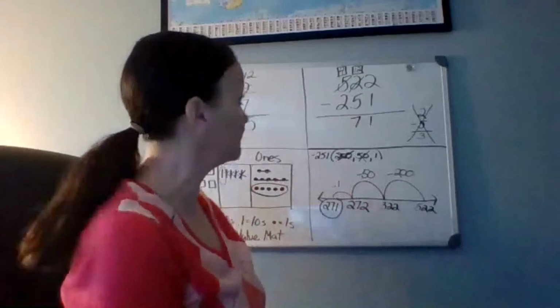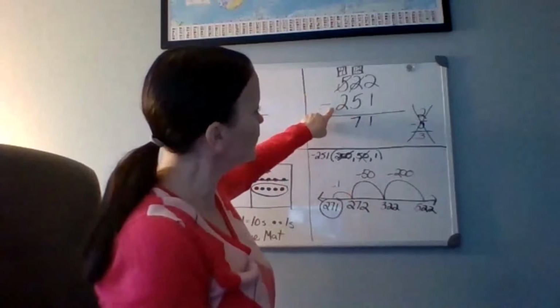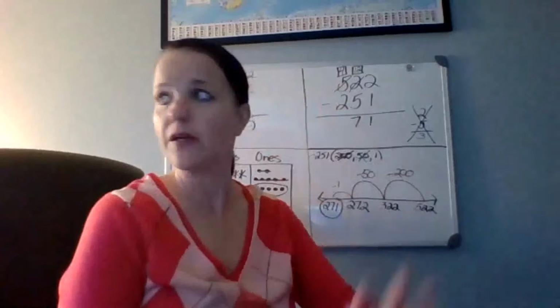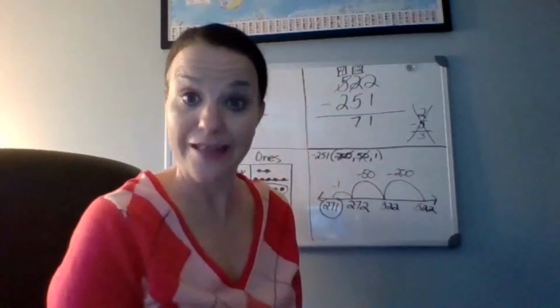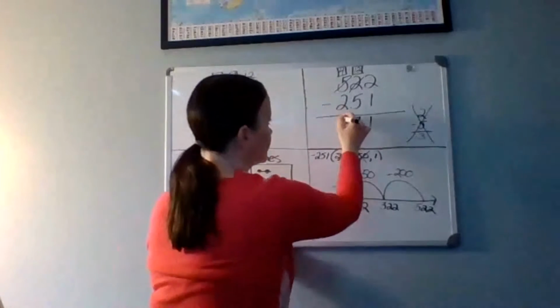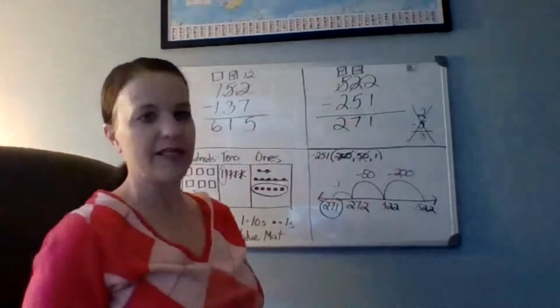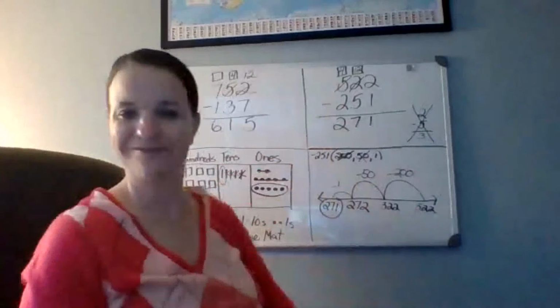I'm going to go to the hundreds column. 400 minus 200, 4 minus 2, that gives me 2. So 271 is my answer. I got it right both times.